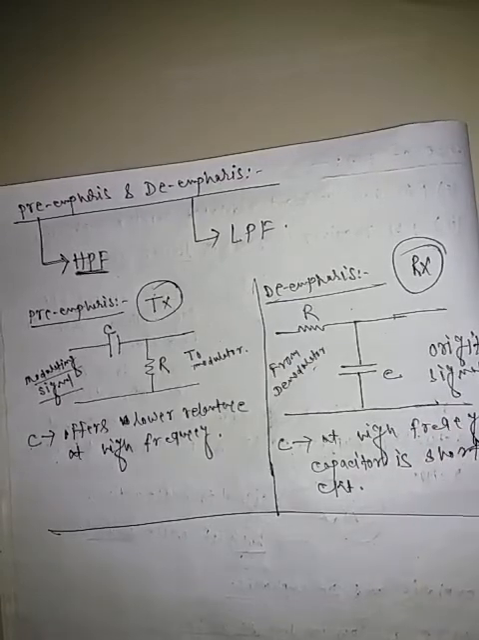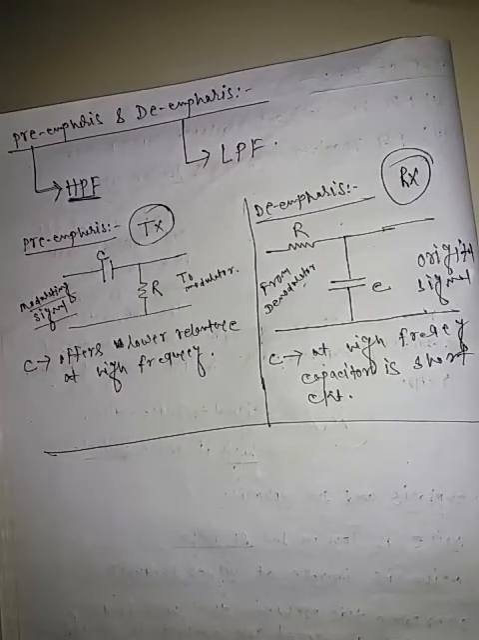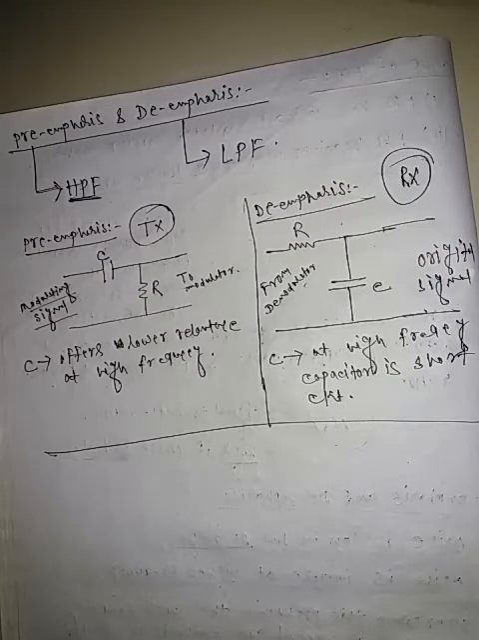Okay, this is the concept of pre-emphasis and de-emphasis circuits. Pre-emphasis is used in the transmitter to boost the signal and de-emphasis is used in the receiver to recover the original signal. Basically pre-emphasis and de-emphasis are a high pass and low pass filter, and they are used to minimize the noise in the FM signal.